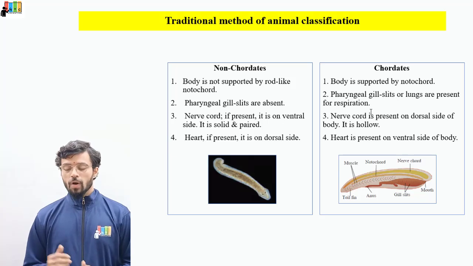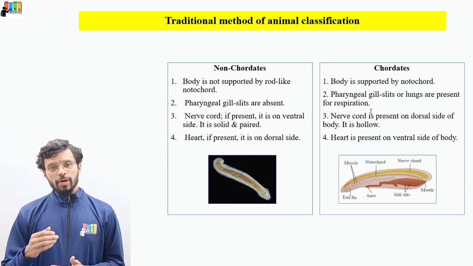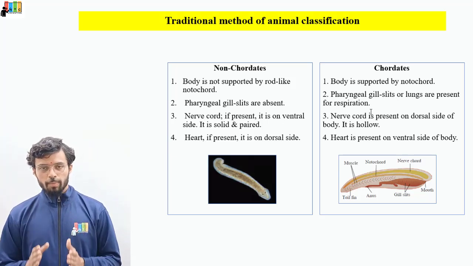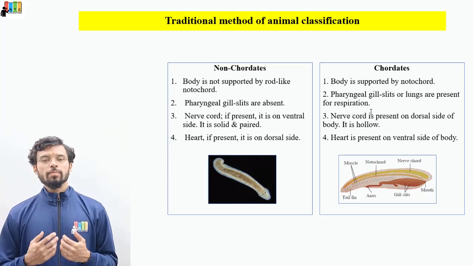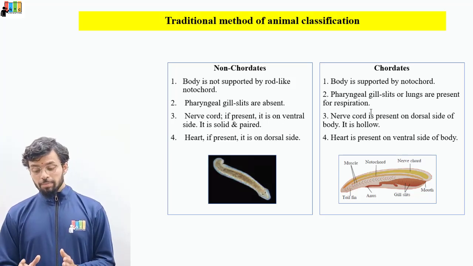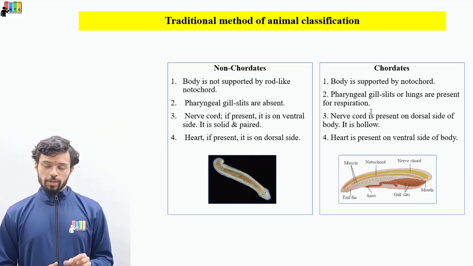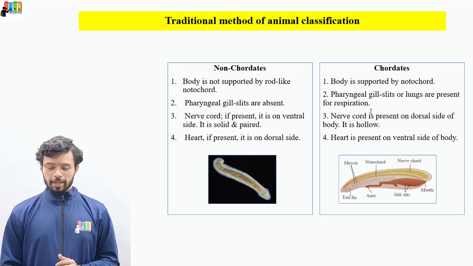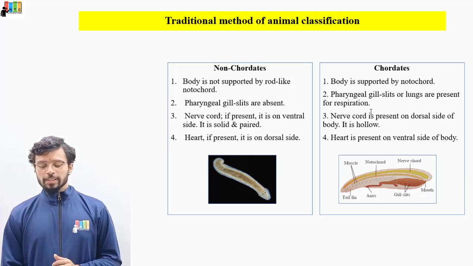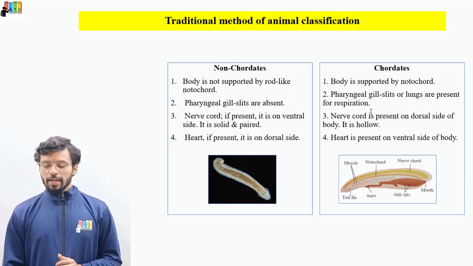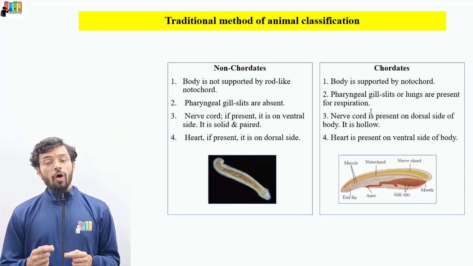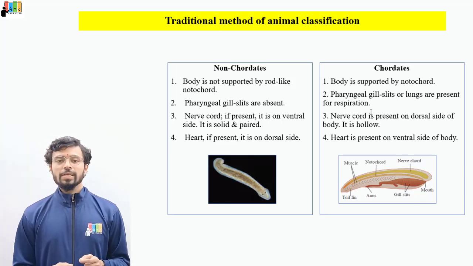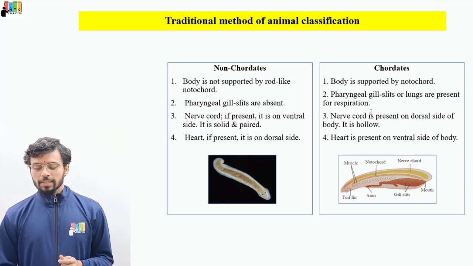Now let us see what are chordates. So chordates, their body plan is supported by a notochord. We humans, mammals, have a spine. Similarly, chordates do have a notochord, right? Pharyngeal gills and lungs are present for respiration. Then the nerve cord is present on the dorsal side, right? And it's hollow, which is a characteristic feature of chordates. Then the heart is present on the ventral side of the body.